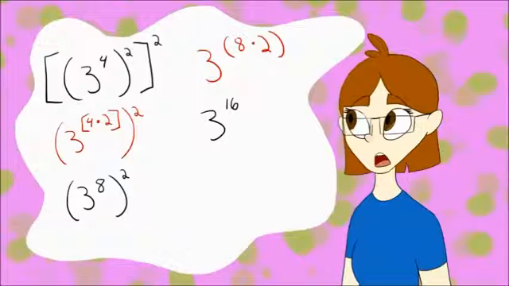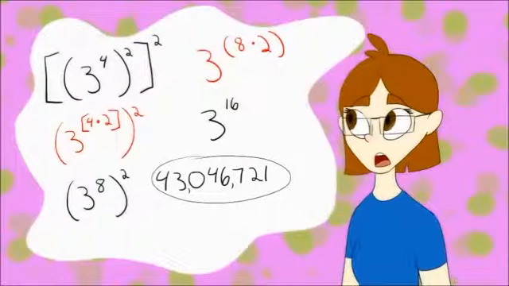Since there is no variable, you have to multiply 3 times 3, 16 times. Or you can just use your calculator, and you should come up with 43,046,721 as your final answer. Now let's do a word problem.